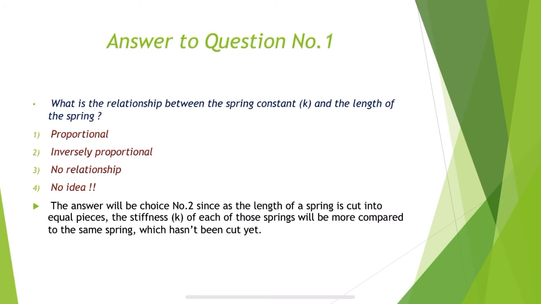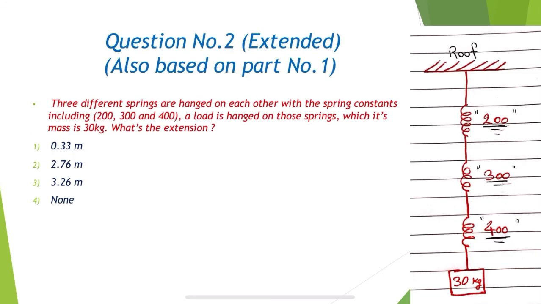Since as the spring is cut into two equal pieces, or into different equal pieces, the stiffness K of each of those springs will be more compared to the same spring which hasn't been cut yet. So, question number 2, it is extended. If you didn't comprehend this question, you can rewatch my video again, and also you can refer to part number 1.